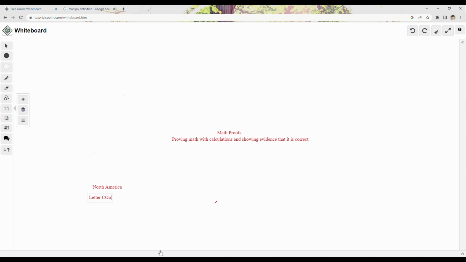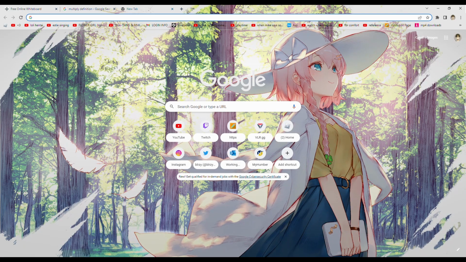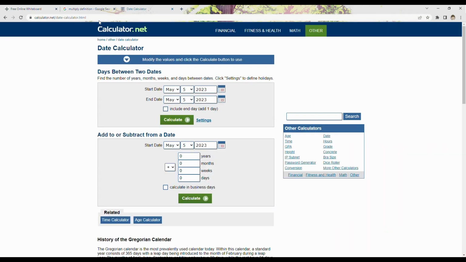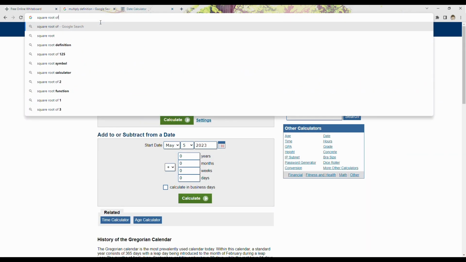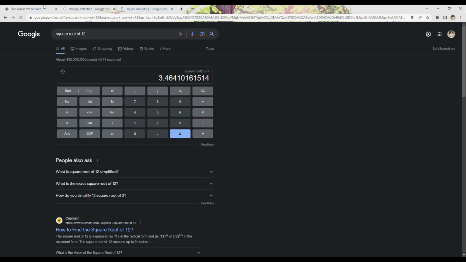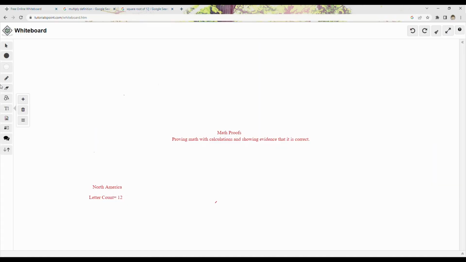Letter count equals NORTHAMERICA, 12. Letter count equals 12, right? And now what you need to do with that is once you find the letter count of 12, you can just simply go on your computer, search up a calculator, and take the square root of 12.